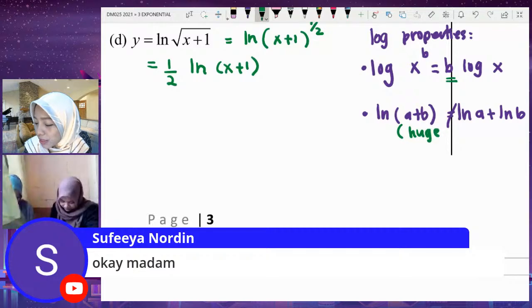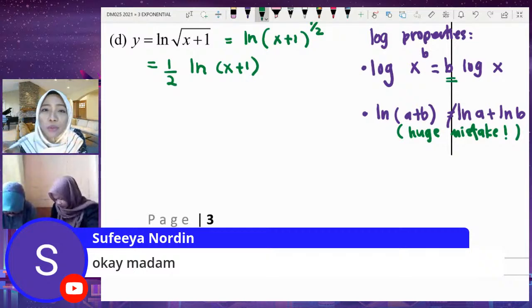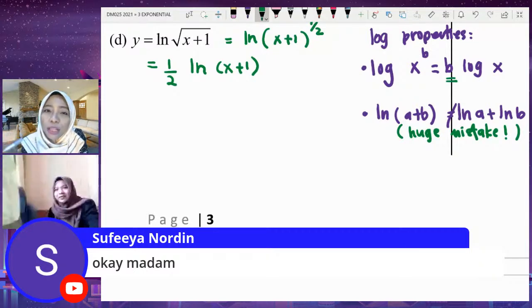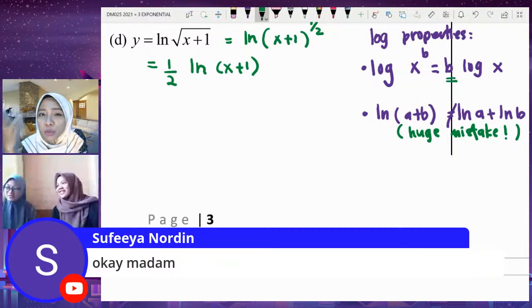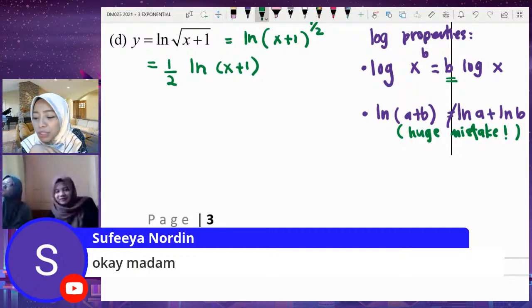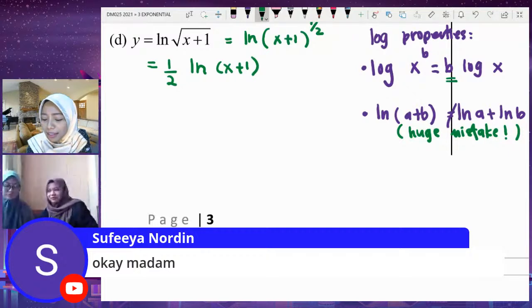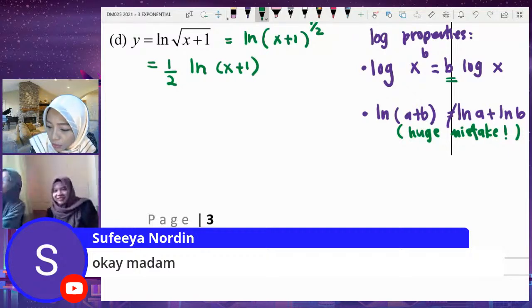Ini adalah dosa besar, huge mistake. Don't do this. Okay, yang kawan-kawan yang tengok YouTube live tu, please restate my sentence so that everyone will be aware and I will display your comments. So nanti anyone who watch the YouTube video, dia nampak tu. Terpapar dekat screen. Never ever expand ln. Dia adalah dalam rumah dia.